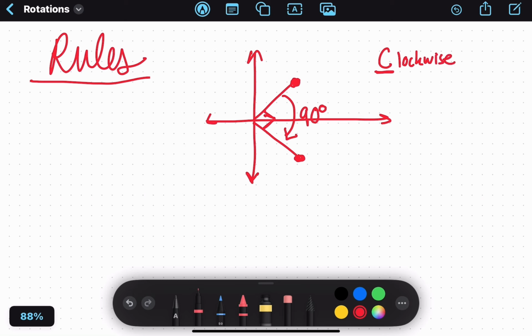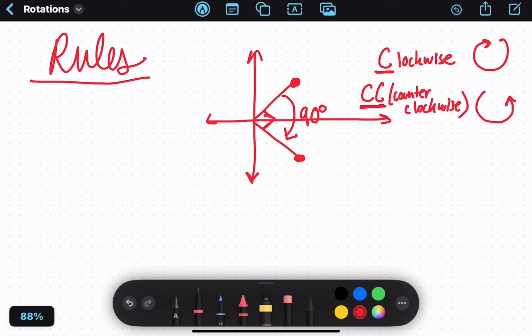Clockwise is in the direction of a clock. If you've seen a regular clock with the two hands, that is this way. It goes from left to right. Counterclockwise, which is with two C's, is against the direction of the clock. So it's actually going from right to left.